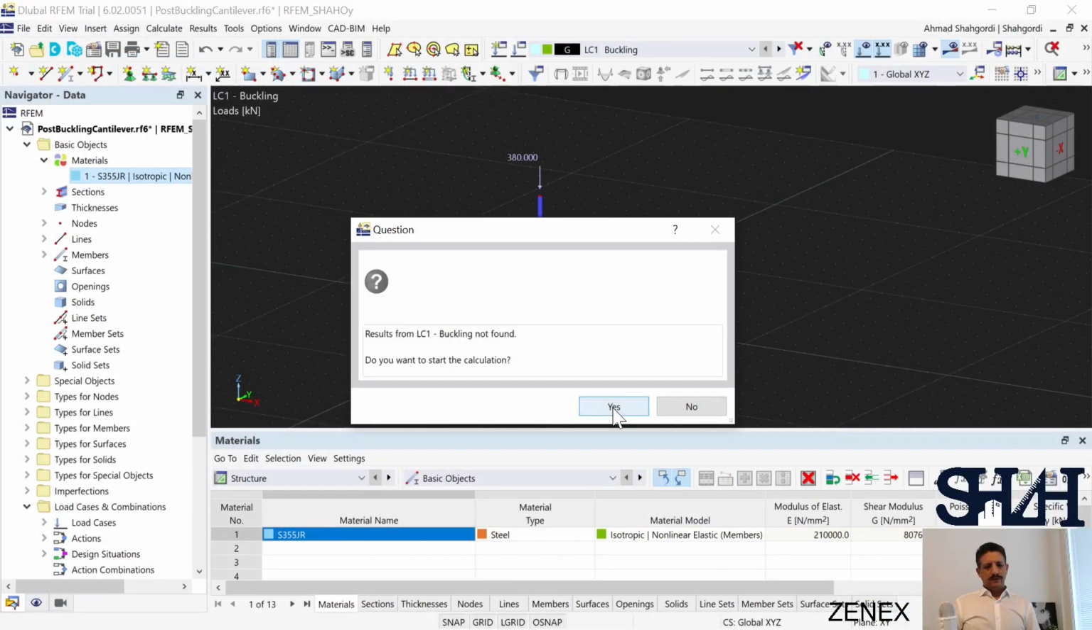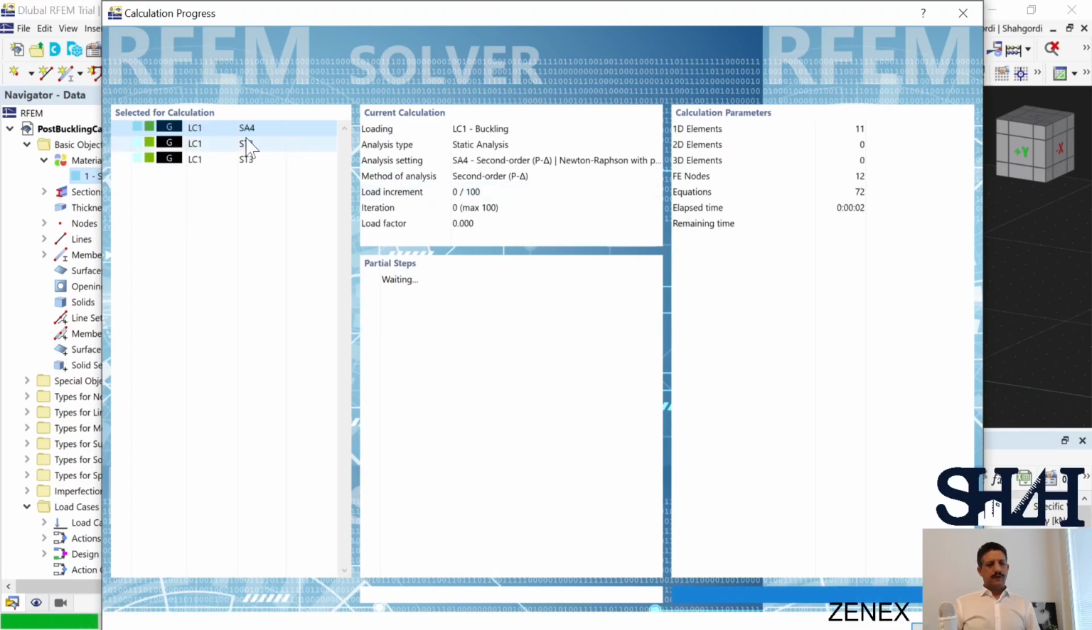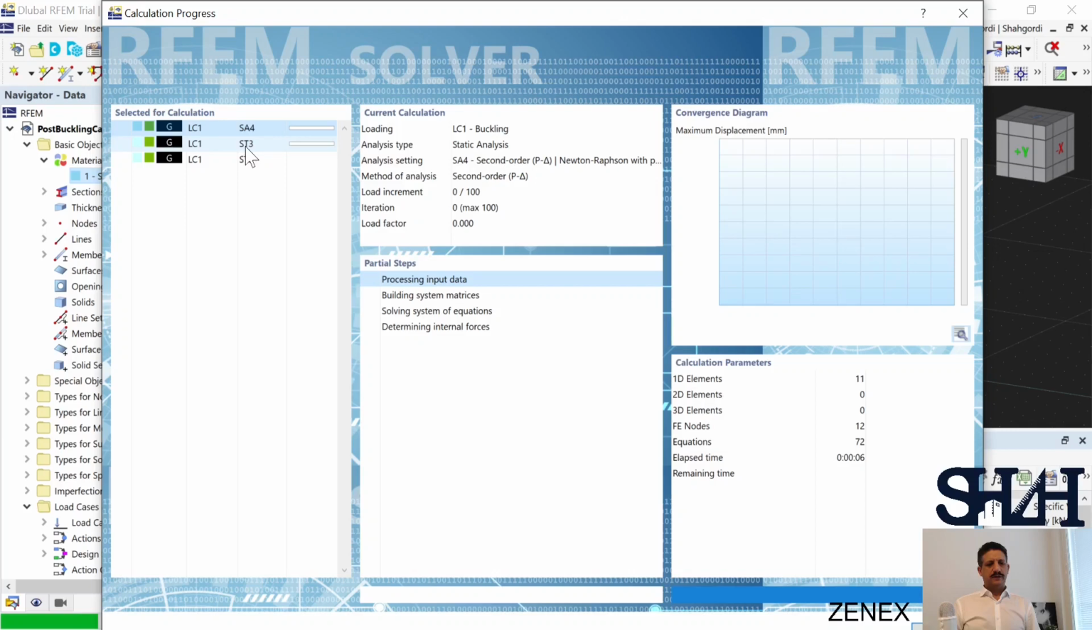Let's run this. Hopefully we get good results. So here you can see that in the calculation we have this ST3 because we forced it to check stability before calculation. Here you can see that it comes back to ST3 and then SA4.